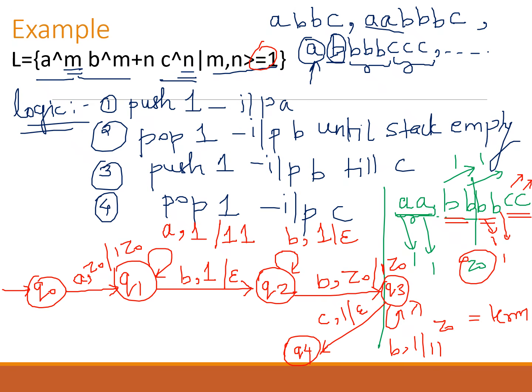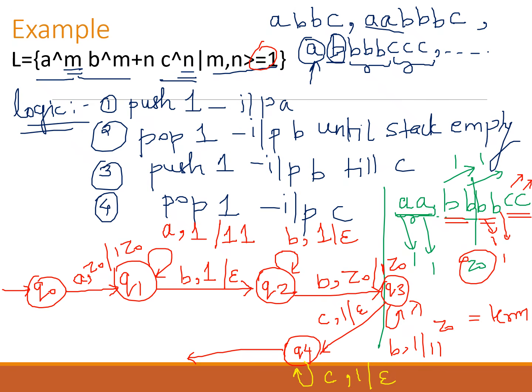And then there is at least one such pop operation going on. Apart from this, I can have any number of pop operations here. So what I'll do is I'll loop around. If I get a C and 1 on the stack, then I perform the pop operation.